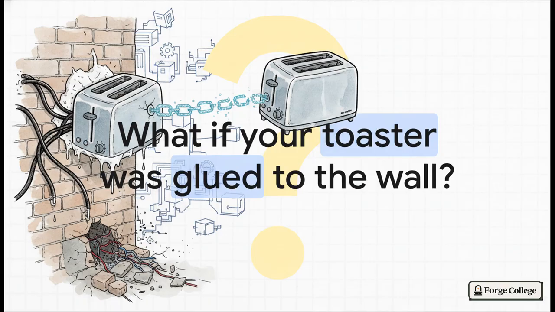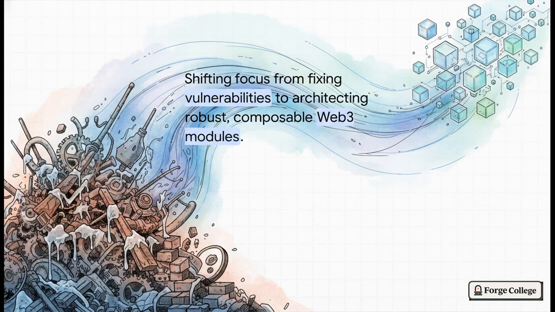Well, hardwiring a toaster directly into the grid is exactly like tightly coupling your smart contracts. It works perfectly, right up until the exact moment you need to change absolutely anything. Now, in our last explainer, we tackled common smart contract vulnerabilities on Solana, and fixing those critical bugs is absolutely essential. But fixing brittle, glued-together architecture, that is the very next step to true mastery.